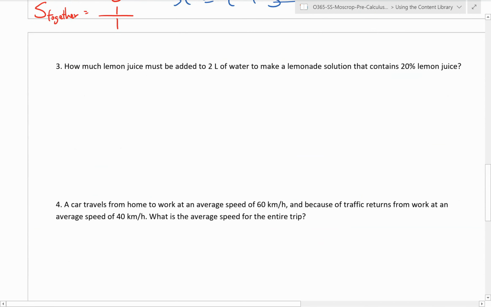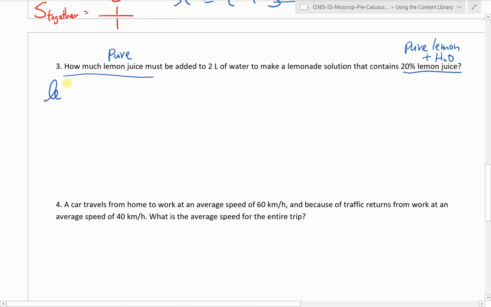Number 3 says: how much lemon juice must be added to 2 liters of water to make a lemonade solution that contains 20% lemon juice. Okay, so here we are talking about pure lemon juice. We are adding some pure lemon juice into 2 liters of water to make lemonade that contains 20% lemon juice. So this is some pure lemon juice plus water, and that's why it's lemonade, not lemon juice. So again, here's the question: how much lemon juice?